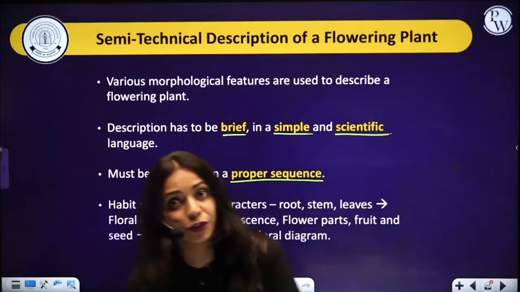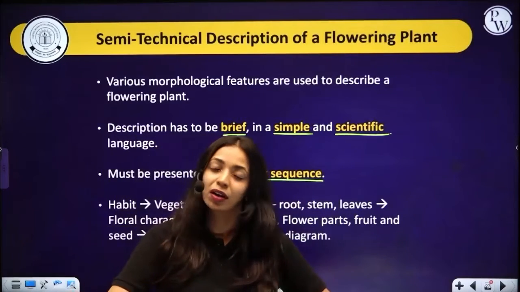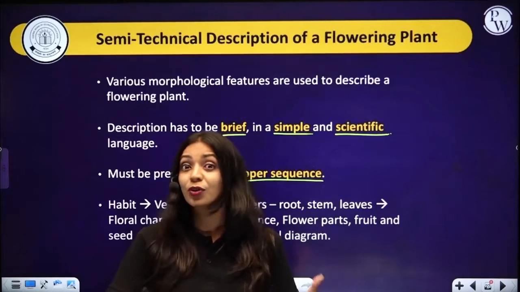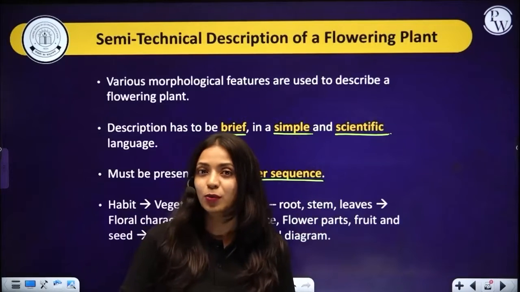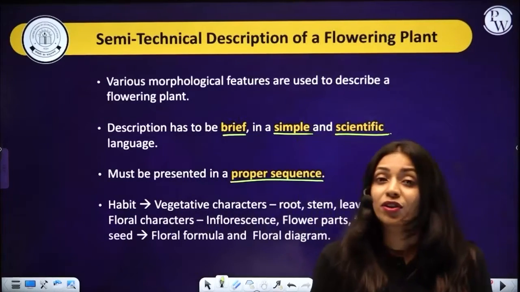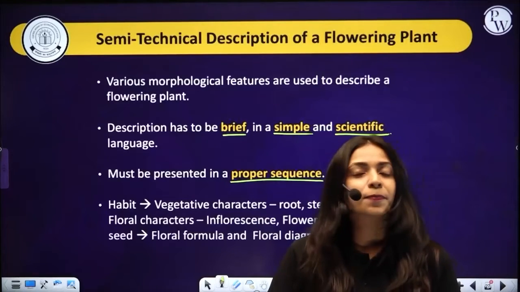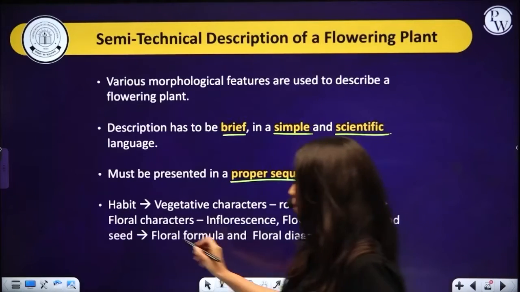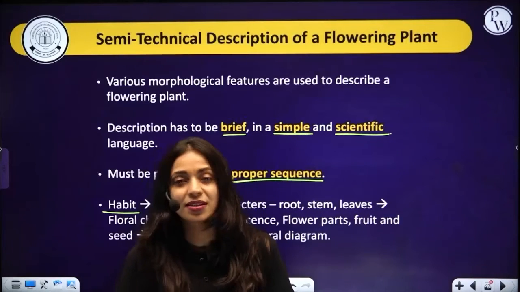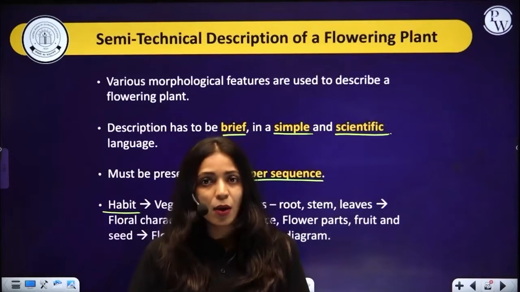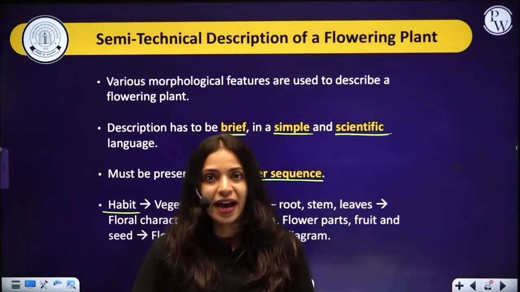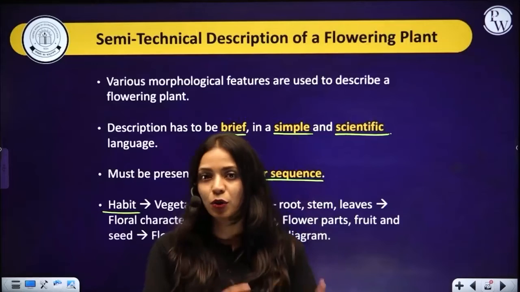In the beginning of today's session, I mentioned that we're going to learn exactly how we describe a plant. What I basically meant was I'm going to tell you the exact sequence in which the plant has to be described, right? So whenever you're trying to describe an angiosperm plant, we start off with its habit. Now, what do we mean when we say habit? Habit basically represents whether the plant is a herb, whether it's a creeper, whether it's a shrub, whether it's a grown tree. So that is basically the habit of a plant.